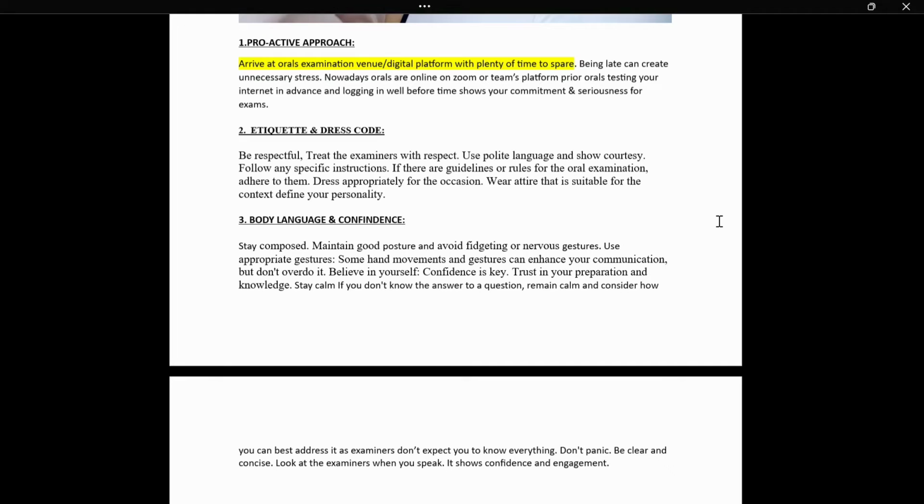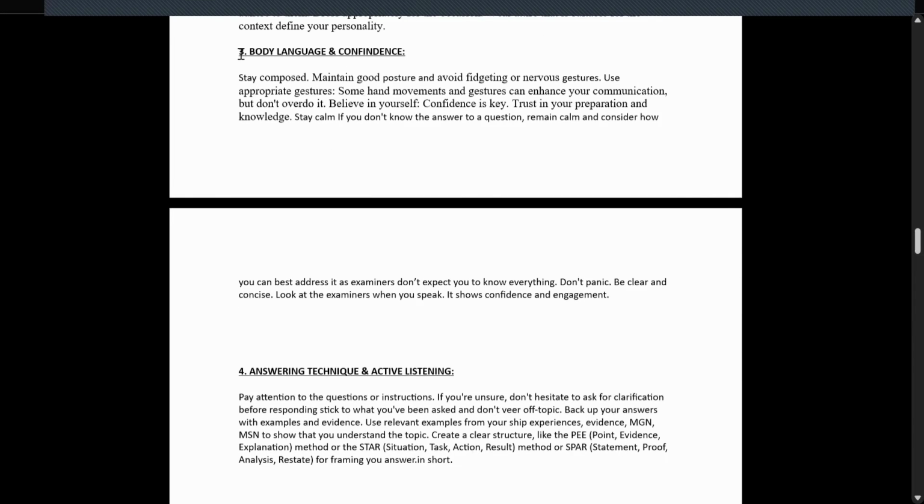Wear attire that is suitable for the context and defines your personality. In fact, I always tell my students that if you are giving a mock oral also, please dress as you will be wearing in the MCA oral examination, because sometimes if you are suddenly wearing a coat or a tie, you become claustrophobic at that point of time in the oral examination, isn't it? So please try it in your mock orals, dressing the same way in which you will dress for your real oral examination.